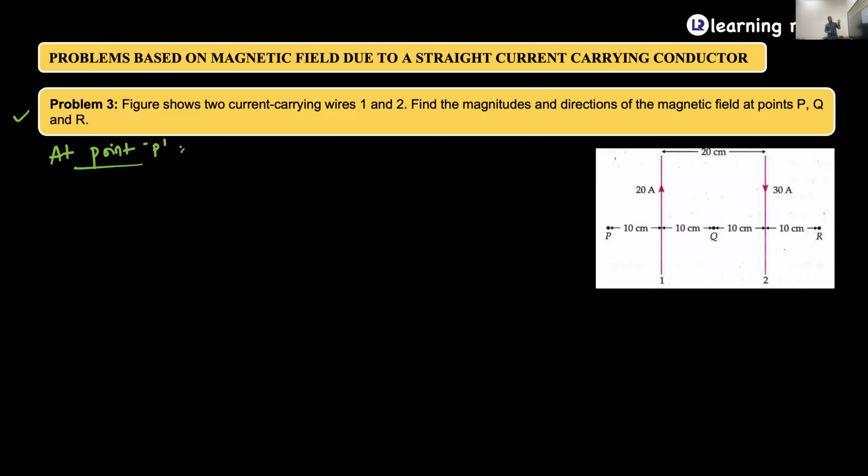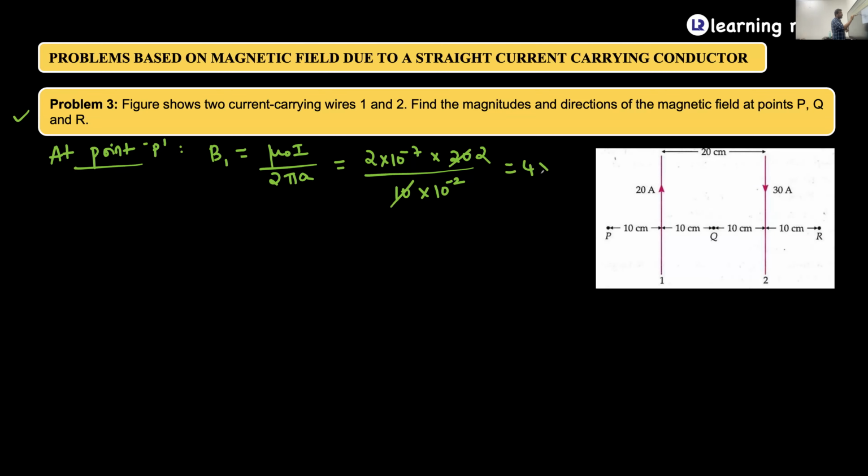Okay. So first I will write B1. For B1, it is going to be mu naught I divided by 2 pi A. So mu naught by 2 pi is 2 into 10 power minus 7, into the value of I, which is 20, divided by the value of A, which is 10, so 10 into 10 power minus 2. So this will cancel 2 times. So 2 into 2 is 4, into 10 power minus 7 by 10 power minus 2, is going to be 10 power minus 5 Tesla.